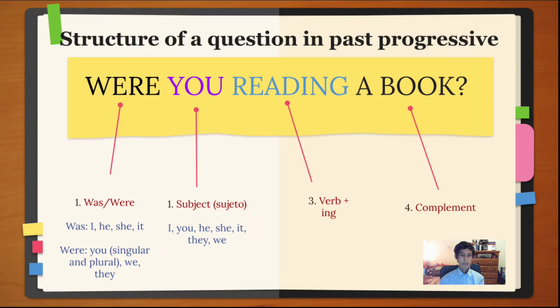In this case it's gonna be you, were you, and next we're gonna use the verb, and we're gonna add ing, or it's gonna depend on some verbs. Some verbs use ing and some others don't. And finally we have the complement, and that makes the whole question. Were you reading a book? ¿Estabas leyendo un libro?